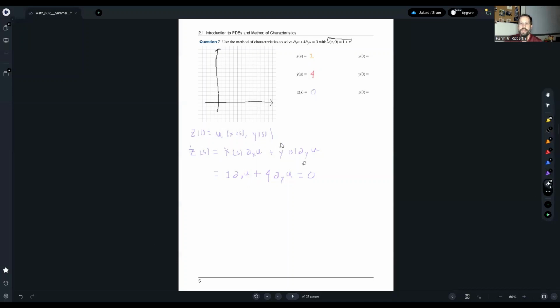Okay. And that's always what's going to happen. z dot of s is always going to be equal to this part of the PDE. And we'll be a little more clear about what this part of the PDE means in upcoming videos. Let me erase all of this.